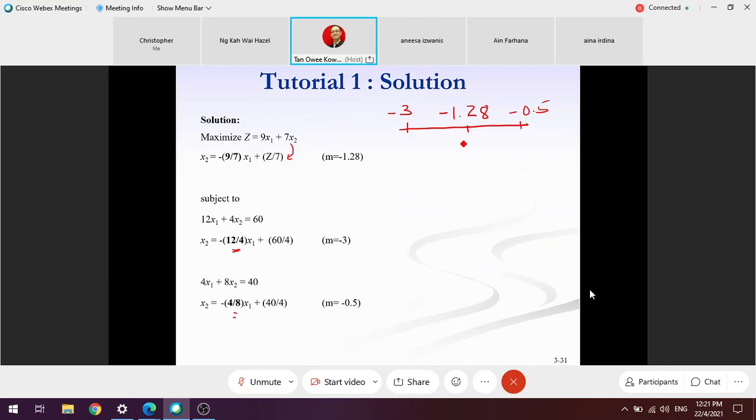So apparently, the gradient for the objective function is between the gradients of the two constraints. That indicates that my sensitivity range has a lower spec and an upper spec. There are two specs. Some of you might do it in different ways. Some of you might ignore.